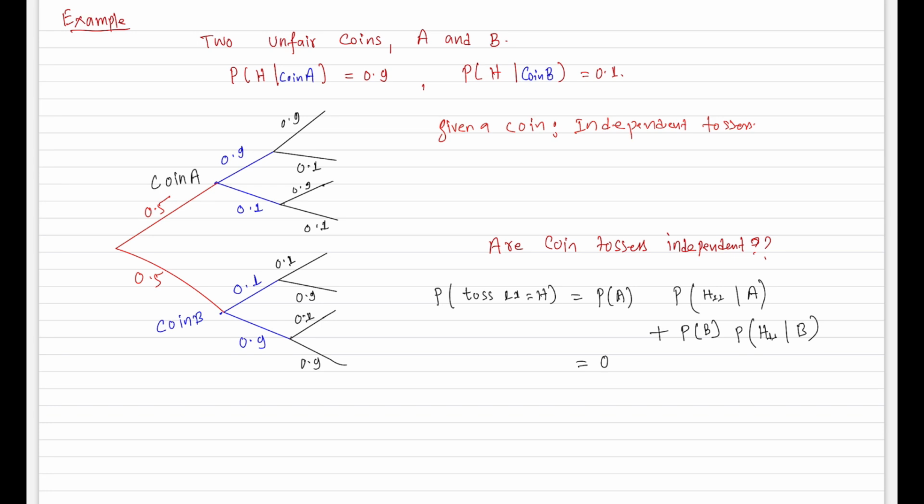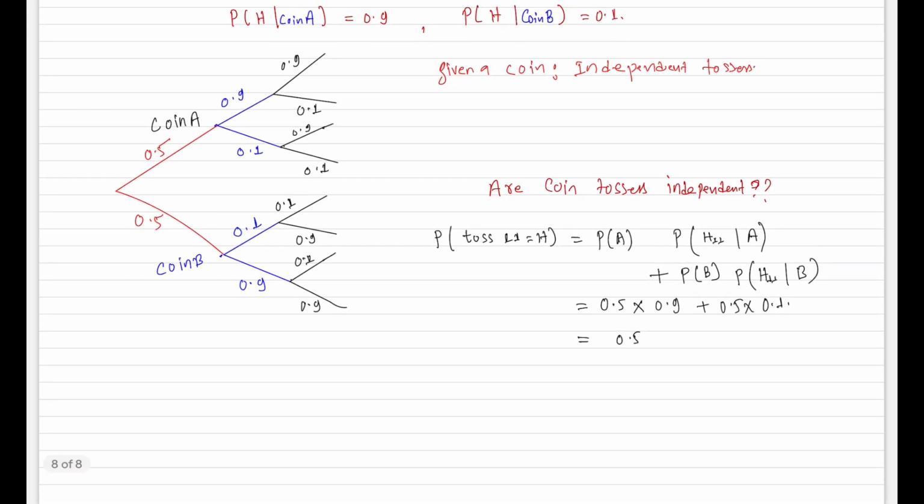We can calculate these probabilities because they are given. So 0.5 into the probability of getting head on the 11th toss given it is coin A, that is 0.9, plus 0.5 into the probability of getting head at the 11th toss given this is coin B, which has the probability 0.1, right. So this will be equal to 0.5.